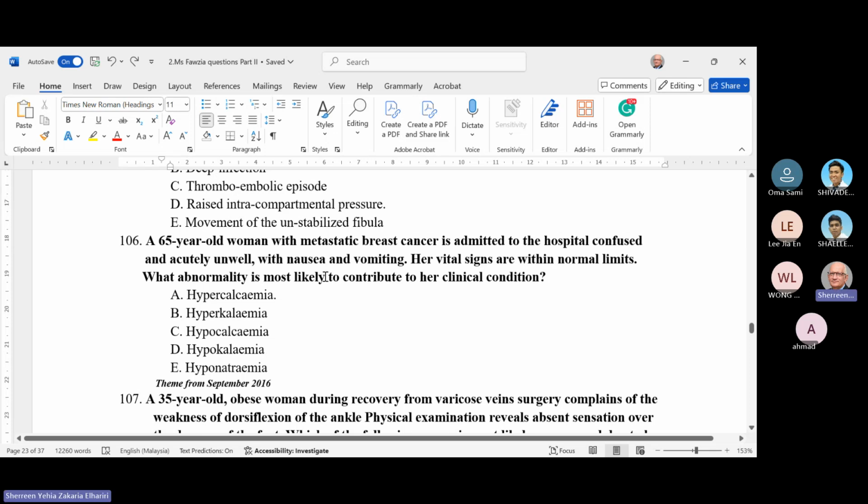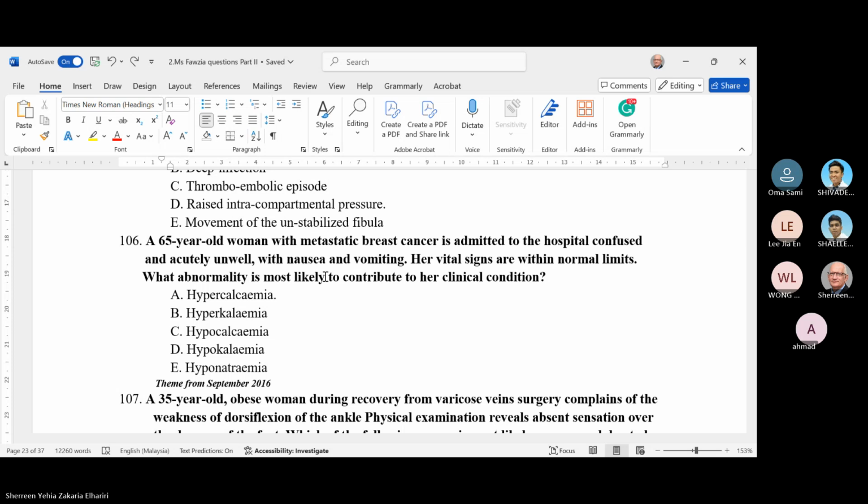Next question, a 65 years old woman with metastatic breast cancer, admitted to hospital confused and acutely unwell. It is important to know one of the common complications of metastasis of the breast, especially in bone. They have osteolytic secondaries. They increase the level of calcium, and in this condition the patient has confusion. Vital signs were normal, abnormality most likely? Hypercalcemia.